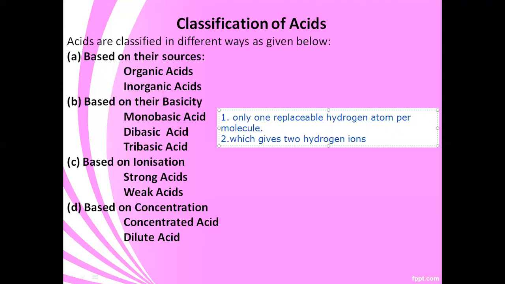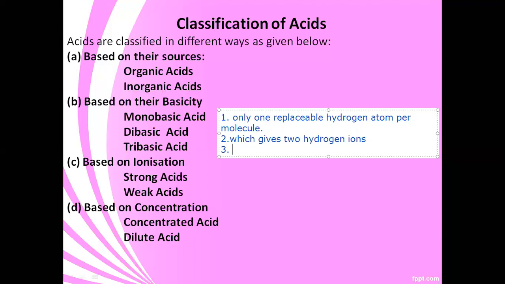So we go to the tabular column. Which one gives 2 hydrogen ions? The sulfuric acid. So this is the example for dibasic acid. The next one is tribasic acid. Tri means 3. You all must have figured out what tribasic acid would be. That acid which gives 3 hydrogen ions per molecule is called tribasic acid.